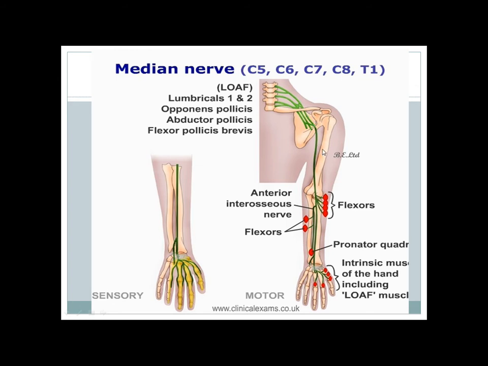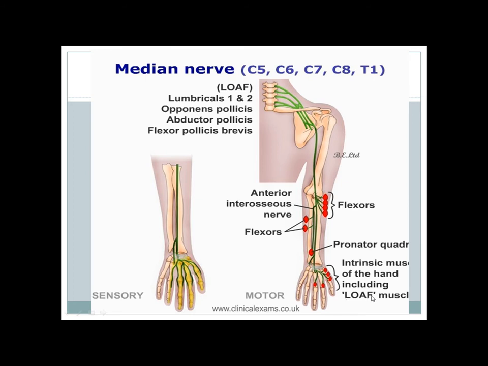So median nerve is a complex nerve. It supplies multiple muscles, and also it has cutaneous innervation, especially in the hand. So this picture actually shows mainly the muscles that are supplied by the median nerve. Basically, it supplies the flexors of the forearm, and other than flexors of the forearm, it also supplies the small muscles known as LOAF muscles, LOAF.